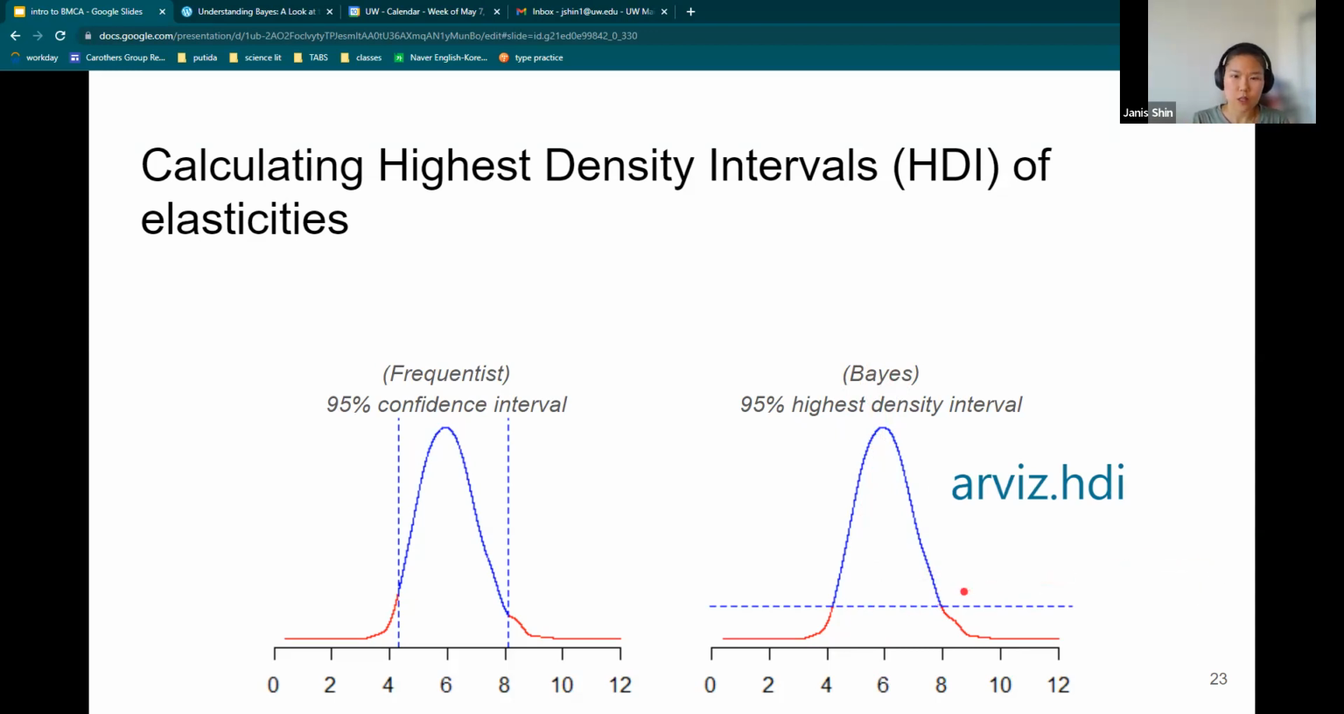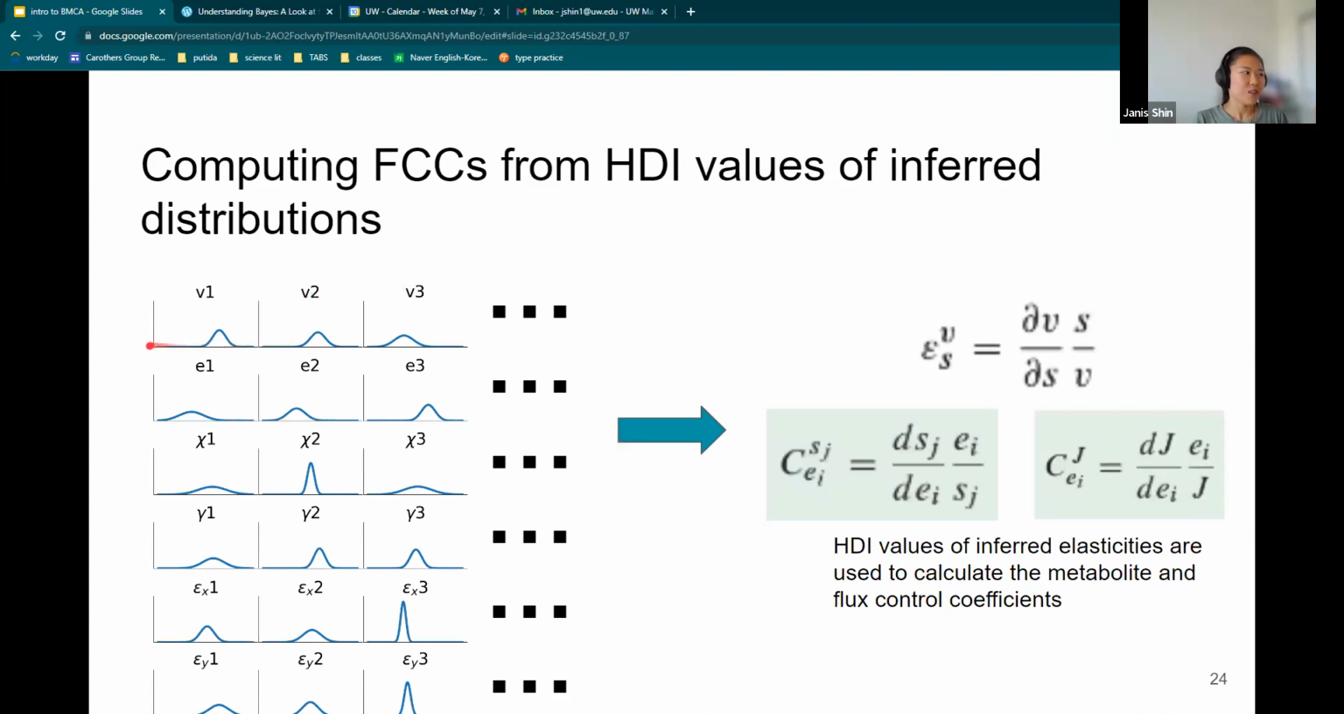Just to clarify, the 95% credible interval is simply the central portion of this posterior distribution. And the confidence interval is something kind of different. It's similar but different. So once you have all of your posteriors, basically once you put in your BMCA for all of the variables, you get a bunch of distributions for all of your variables. And then from those elasticities, you can calculate your metabolite or concentration control coefficients, and then your flux control coefficients.